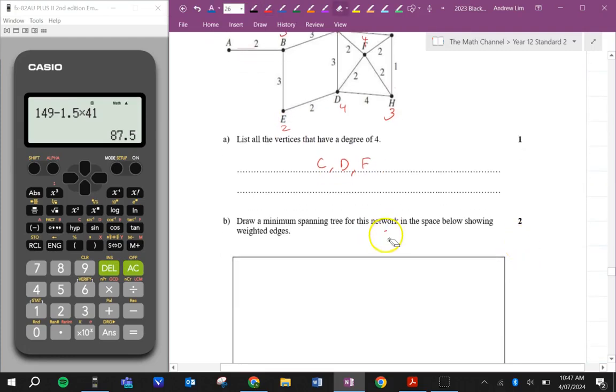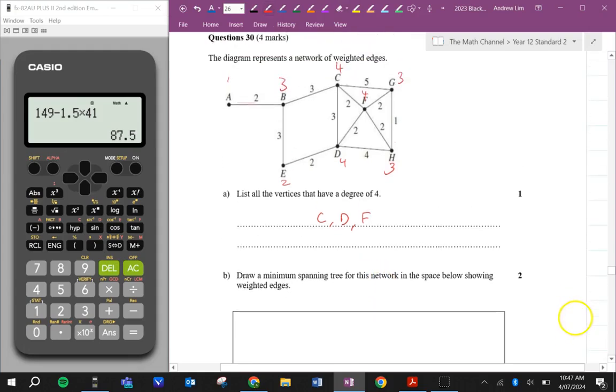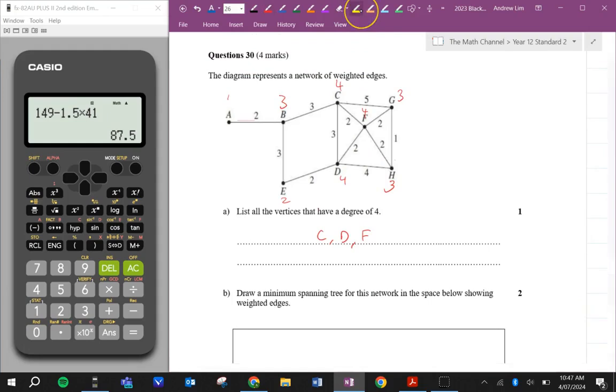Draw a minimum spanning tree for this network in the space below showing weighted edges. So the smallest number here I can see is 1. The next smallest is 2. 2. 2. 2.